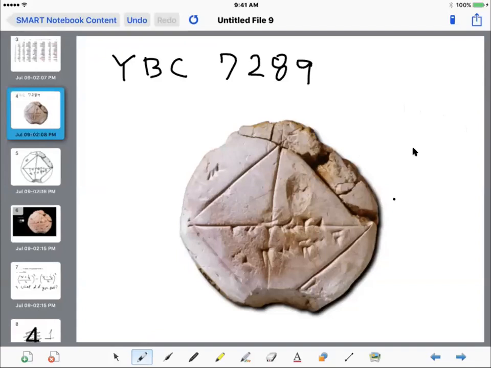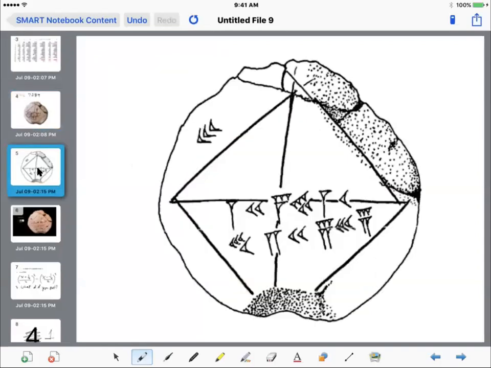Well, what is this thing? It's got a diamond shape on it. If you look carefully, it's got those Babylonian numbers on them, but it's kind of hard to see what they are. So here is a nice drawing someone made of it. With this, we can see it a little bit better. This number over here is 30, because it's got three diagonal wedges.